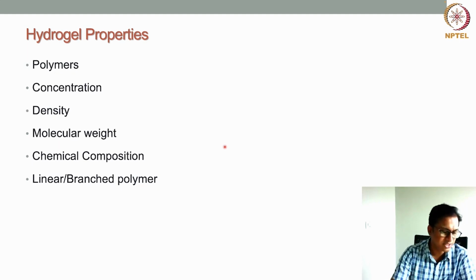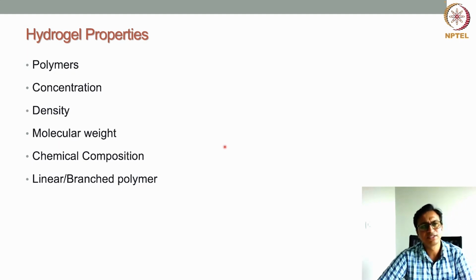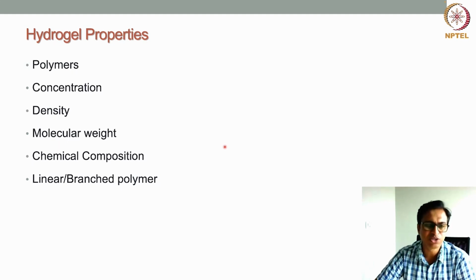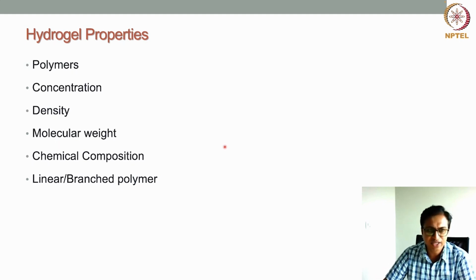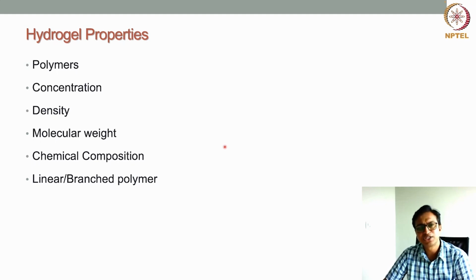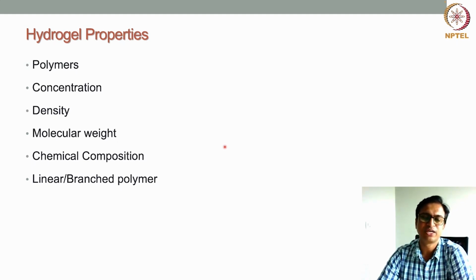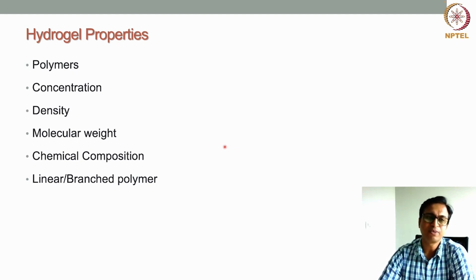The first thing that we'll discuss is the hydrogel properties. That means the properties of the hydrogel actually depend on various factors. These are like the physicochemical nature of the hydrogel, right? Mostly the hydrogels are polymers. So what is the nature of that polymer? What type of polymer it is? Depending upon the type of polymer, the hydrogel properties will vary. Each type of hydrogel may have different properties than the other type. So depending upon that, we try to understand what kind of properties they have.